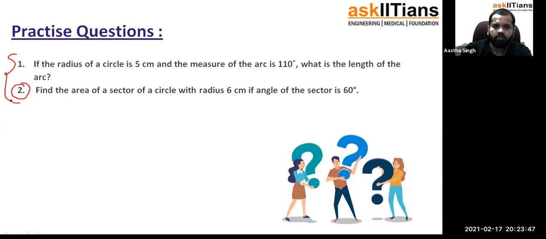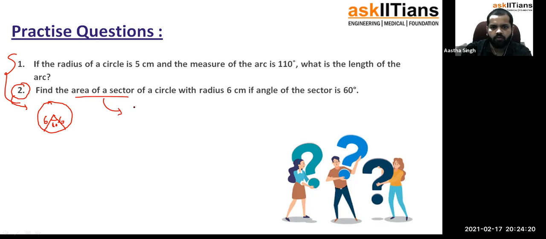Then afterward, you can see my solution, like how I'm doing. We are doing question number two now. Find the area of a sector of a circle with radius 6 centimeter if the angle of the sector is 60 degree. The radius is given, which is 6, and the angle is also given, which is 60 degree. You need to find the area of the sector.